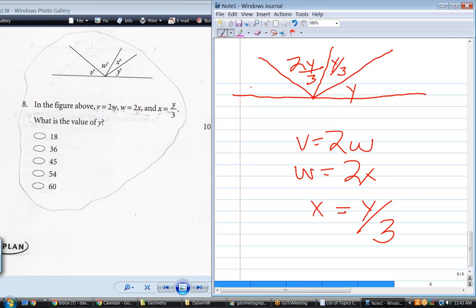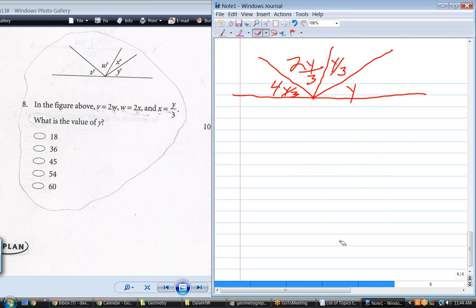Y over 12. No, wait. You divided by 4. In other words, this is 4x. So just substitute for x. What is x? Y over 3. Okay, so instead of x, I'm going to write y over 3. And 4 is in the numerator. That's the same as 4/3 y.